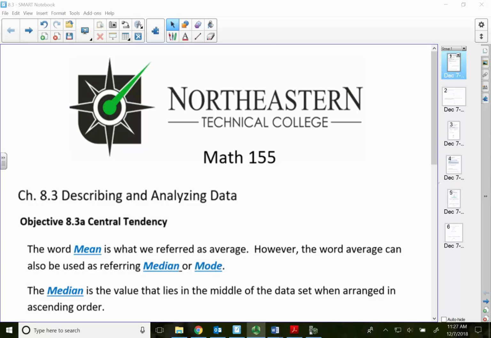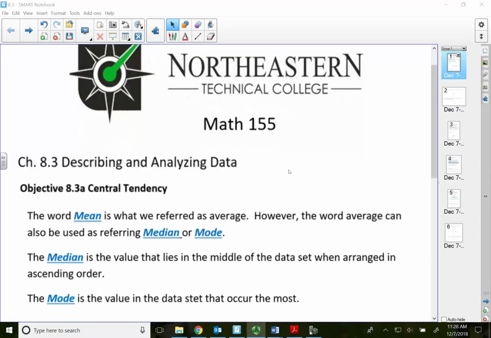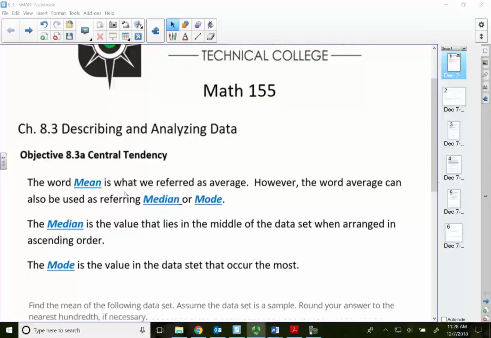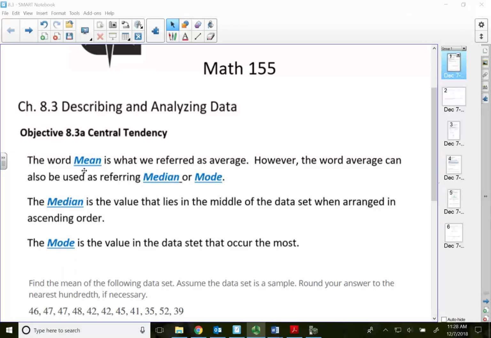Welcome to Math 155, Section 8.3, Describing and Analyzing Data. In this particular lecture video, I want to show you something called the central tendency. Central tendency simply implies what lies in the middle. When we're talking about what lies in the middle of a data set, we often think about the words mean, median, and mode. All three things together are called a central tendency, and each one has something to do with what lies in the middle of a data set.